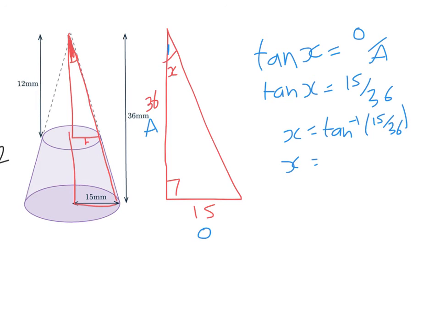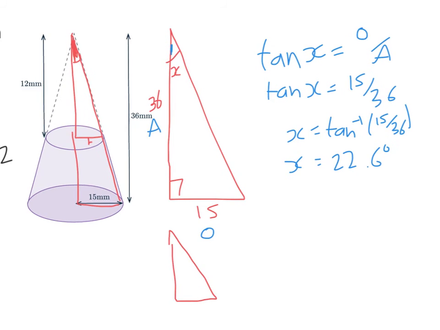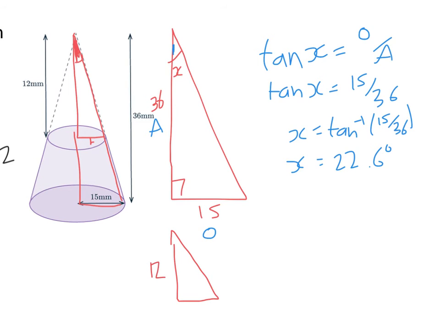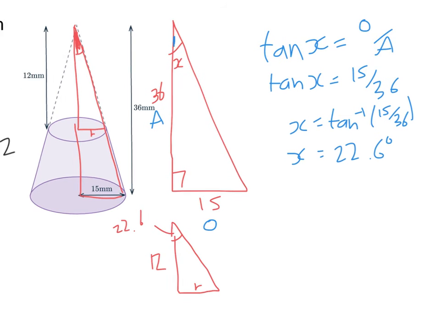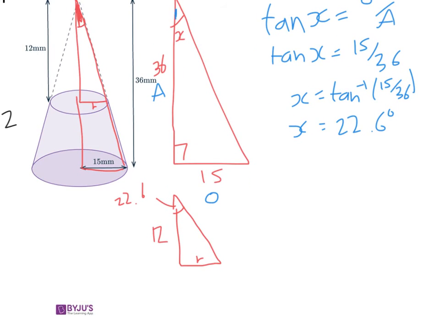So in your calculator, that's shift and then tan, and then 15 over 36, and that gives you the answer 22.6 degrees. Why did I want to work that out? Well, let's look at the smaller triangle now. I know its height is 12, so we can put 12 there. I want to know the radius, this bottom side, and I know the angle in there is 22.6. So we need to use trigonometry again to work out that side r.